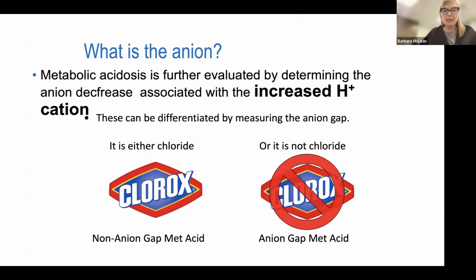So I love this slide. I wish I developed it. I didn't. It was from a colleague who did a beautiful acid-base presentation, just to remind us that metabolic acidosis is evaluated by determining the anion decrease. That means the negatively charged particles going down, and that's associated with an increase in the cation hydrogen. And the only way we can truly look at this is by looking at the gap.